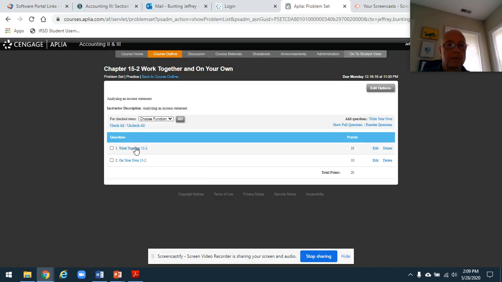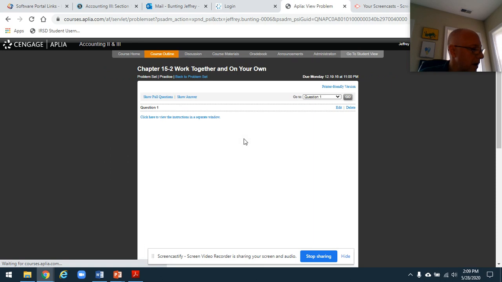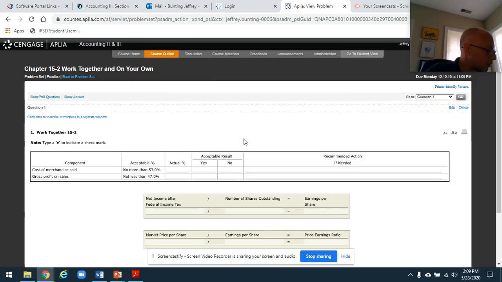15.2, work together. Let's go through this. This is very, very, very straightforward. So what we've got here is our cost of merchandise sold. Our acceptable component percentage is 53 according to the industry trade. You go to a trade organization, that's why you're a member. They give you this stuff. You can go out and find it, but the reason you pay to be part of that and share your information with your competitors is because they share it with you.